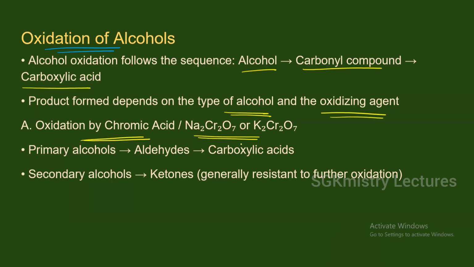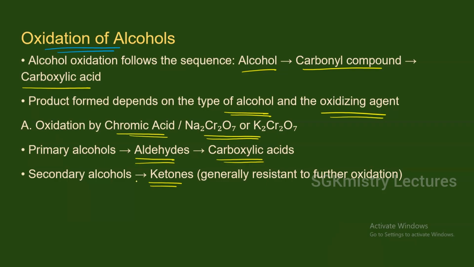So what we are going to use as oxidizing agents. Here, primary alcohols on oxidation with sodium or potassium dichromate in sulfuric acid, that is in the acidified medium, give aldehydes, which are again further oxidized to carboxylic acids. Whereas secondary alcohols give ketones, and these ketones are generally resistant to further oxidation. They do not undergo oxidation so easily to give the carboxylic acids.